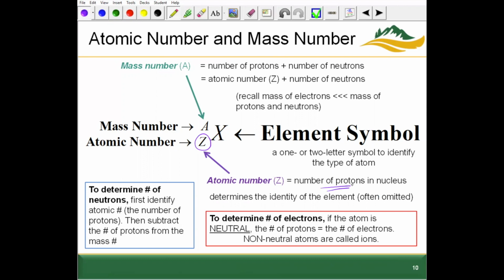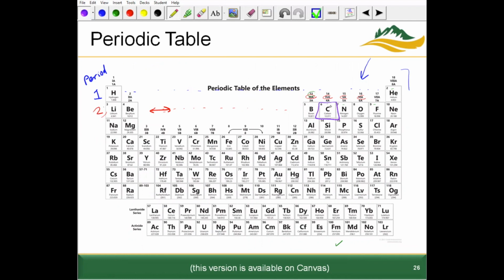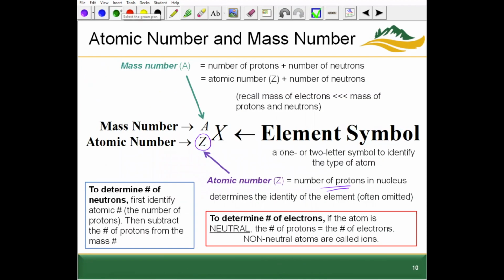It's the identity of the element because, for example, all carbon atoms have 6 protons. Every isotope, every atom of carbon will always have 6 protons. The atomic number is how we distinguish what the element is, along with its chemical or element symbol. So we know how to find the number of protons. Using the mass number, or the atomic mass, atomic weight, we know that's the number of protons plus neutrons.